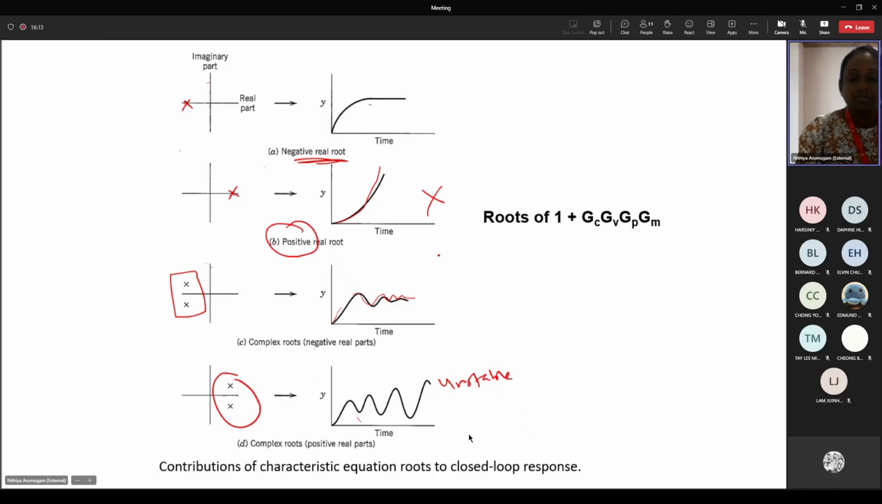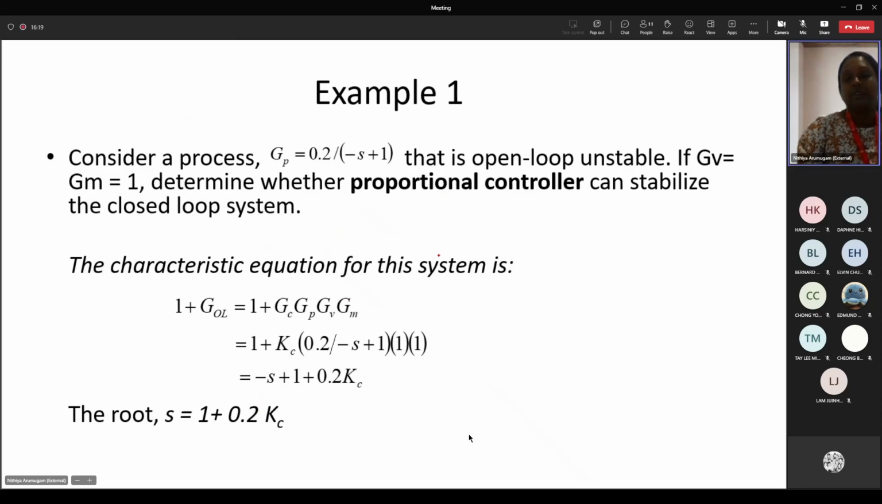So the roots of the characteristic equation here are not as we looked at just now, right? Consider this example. We have a process Gp equals 0.2 over negative s plus 1. That is open loop unstable. If Gv equals Gm equals 1, determine whether a proportional controller can stabilize the closed loop system.